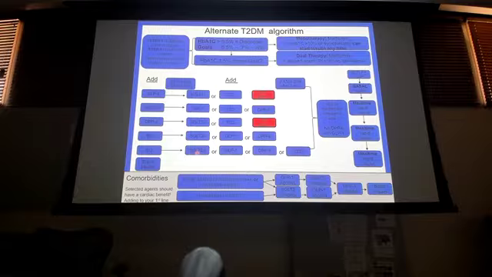Are we good with the chart? The chart is important. You're going to see the chart again, I promise.